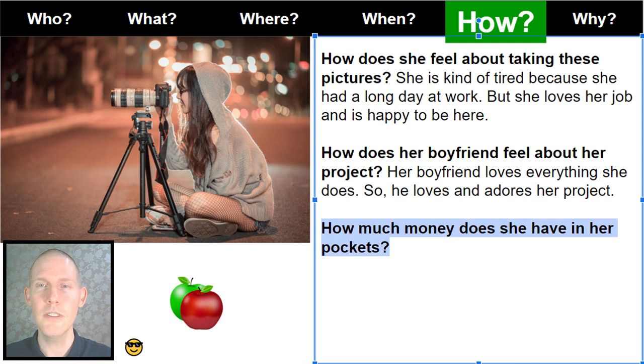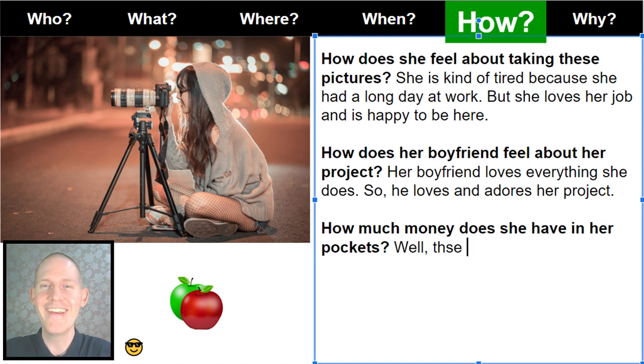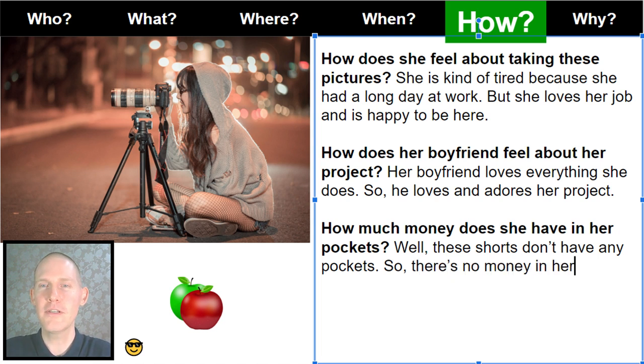All right, how much money does she have in her pockets? Well, these shorts don't have any pockets. So there's no money in her shorts. Right. How is she going to take the Uber? Aha, she has her phone. Maybe she has an app on her phone where she can pay Uber and it's connected to her bank account or something.